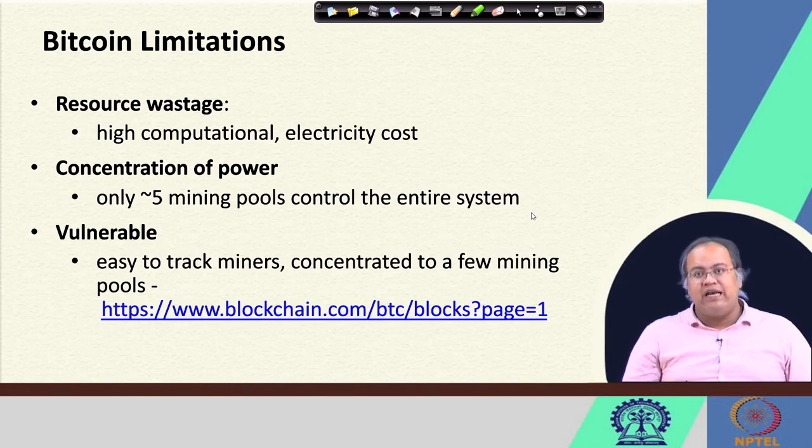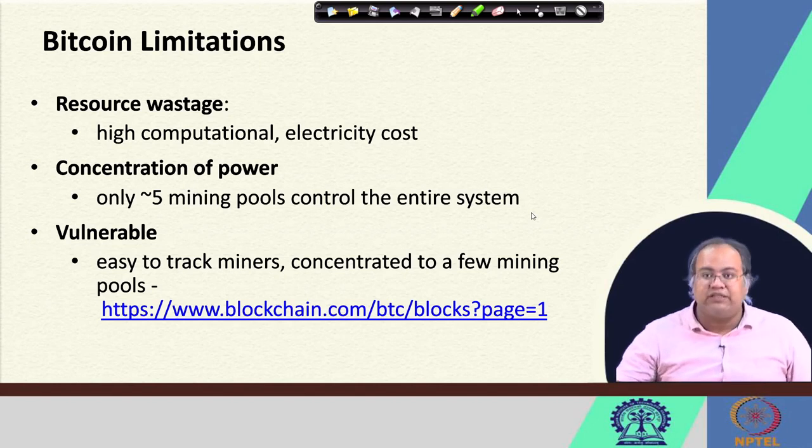But if I try to see the limitations of Bitcoin, first of all, it has significant resource wastage. It needs high computational power, and it takes a lot of electricity cost, because the computation is much more challenging. Then it can have this concentration of power. Typically 5 mining pools control the entire system, and when around 5 mining pools control the entire system, there can be possible vulnerabilities. You can easily track who the miners are, and you can collude those miners. So, as I mentioned, the entire system is concentrated in a few mining pools.